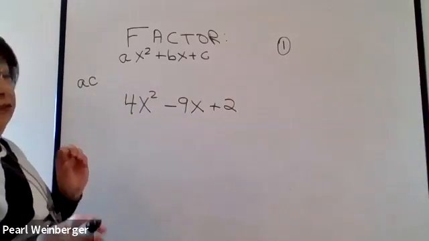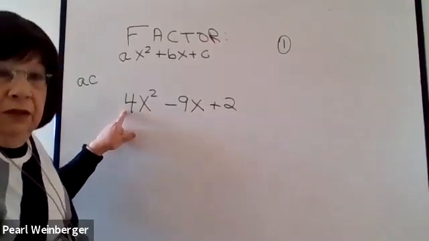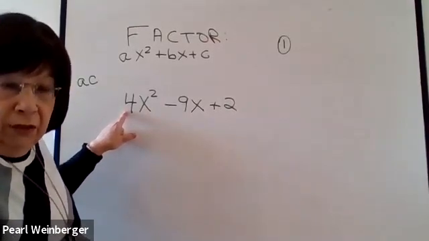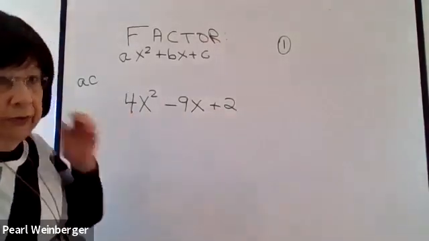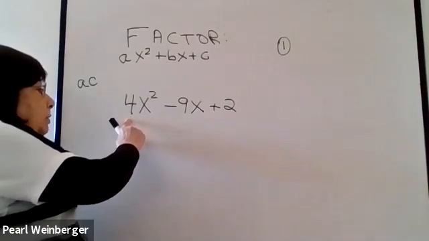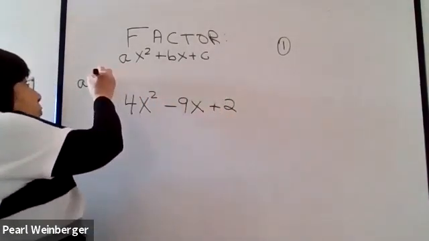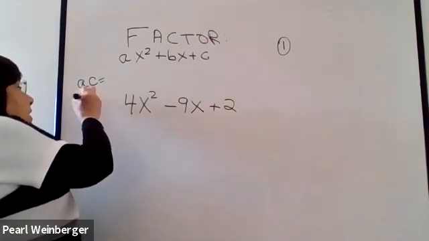Now, what's different about this is that there is a leading coefficient. There's a number in front of the x squared. But the method we're going to use is identical. We figure out what the AC is. This is 4 times 2. So AC is plus 8.